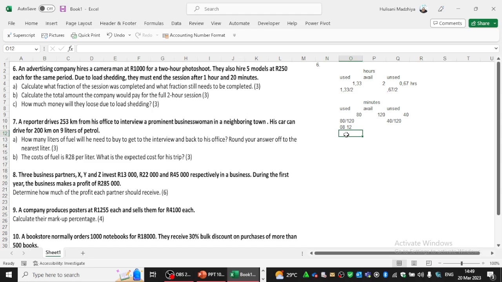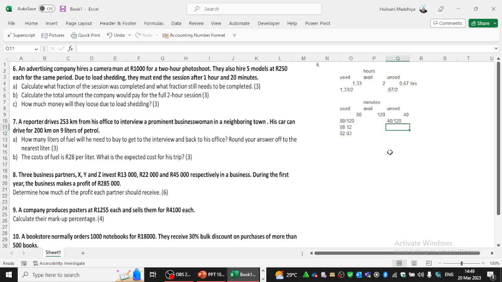So we're going to have 8 divided by 4, which is going to give us 2 over, and then we said divide by 12, 12 divided by 4, which is going to give us 3. So therefore the fraction at the end will be 2 out of 3 for used time.